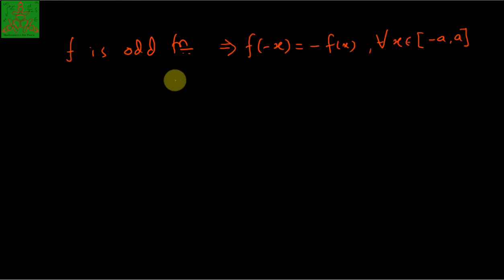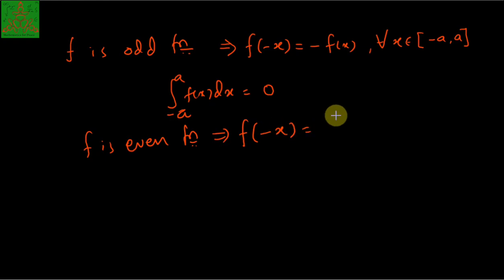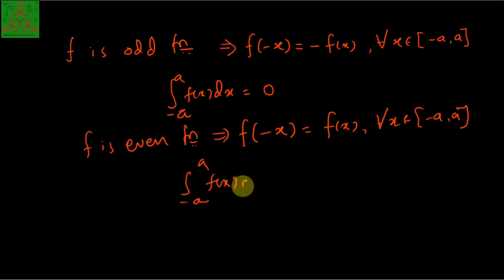And you just know that if it is a function from minus a to a, the integral of f of x dx, we can write this as 0. If f is an even function, then f of minus x is f of x for every x in that interval minus a to a. That is called the even function, and the integration for an even function, we can write as 2 times the integral from 0 to a of f of x dx.